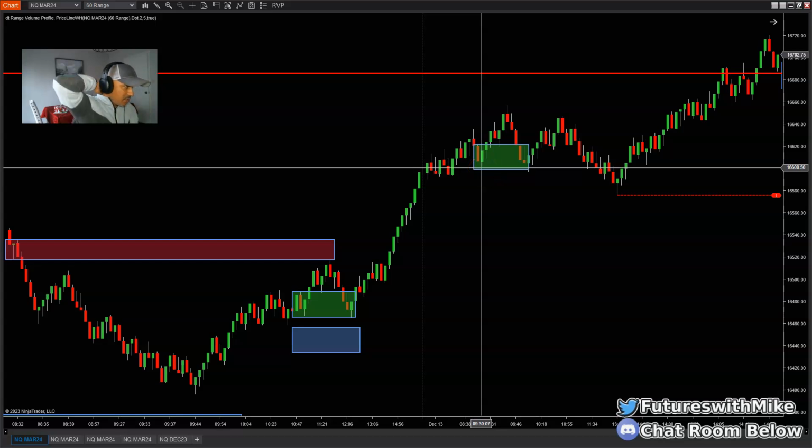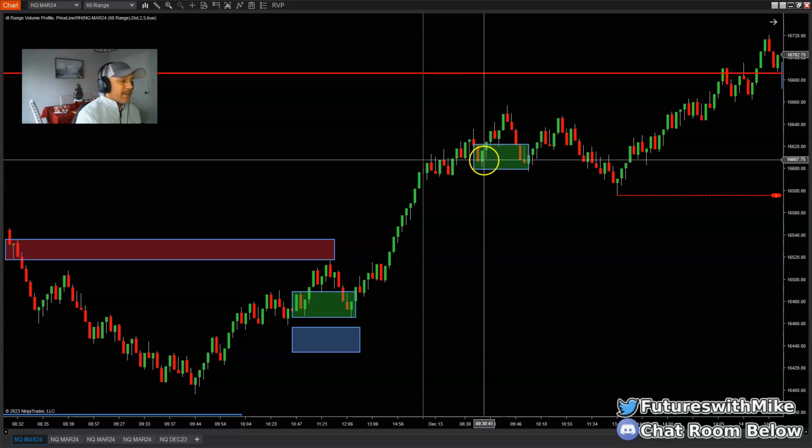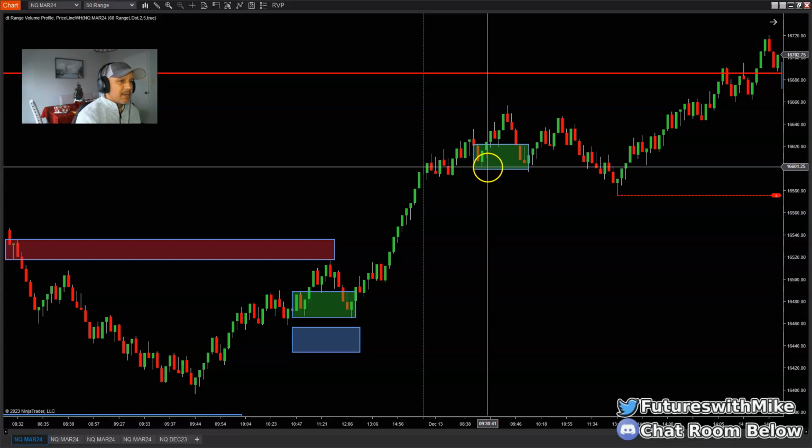But keep in mind, too, there was an imbalance that was tested here. And another reason why the market really held up at this area is because there's a round number. I hope a lot of you guys pay close attention to that: 16,600. Round numbers and half numbers can definitely hold as areas of support and resistance. I mean, the market could actually reject those areas.